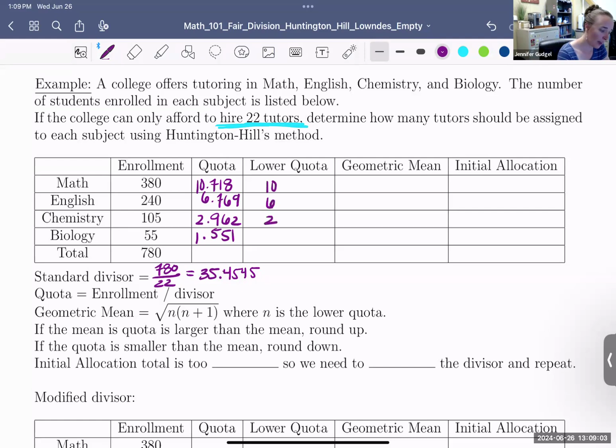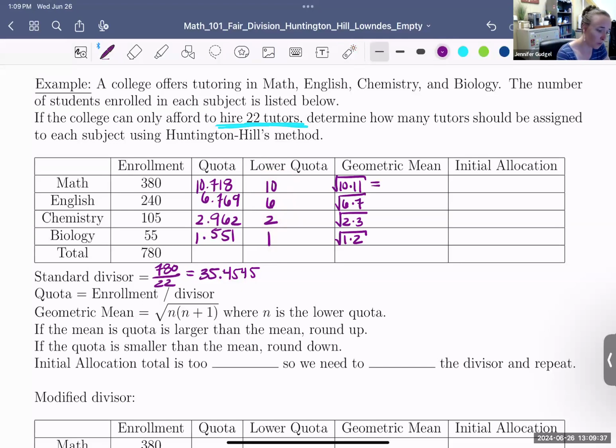All right, the lower quota was the cutoff. And really, you don't have to write in this column because it's not actually judging anything. It's just helping us get to our geometric mean. So the geometric mean is the square root of 10 times 11, square root of 6 times 7, square root of 2 times 3, square root of 1 times 2. It's the lower quota and then one above it, 10 and 11, 6 and 7, 2 and 3, 1 and 2. Inside a square root, it's these products, okay?